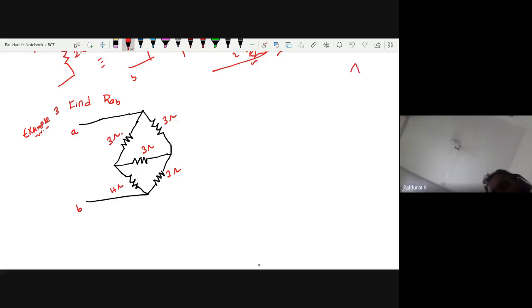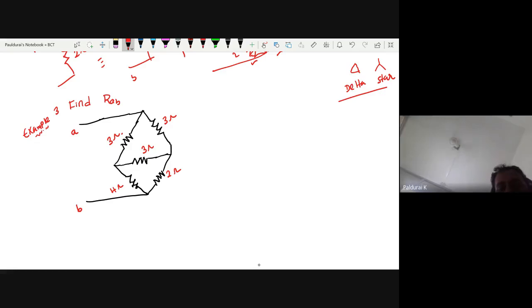This is called delta. And you know what we mean by star? This is called star. The star symbol looks like this. So this is my delta and this is my star. What is the need for studying this topic, star to delta or delta to star? It's very interesting. Now listen.